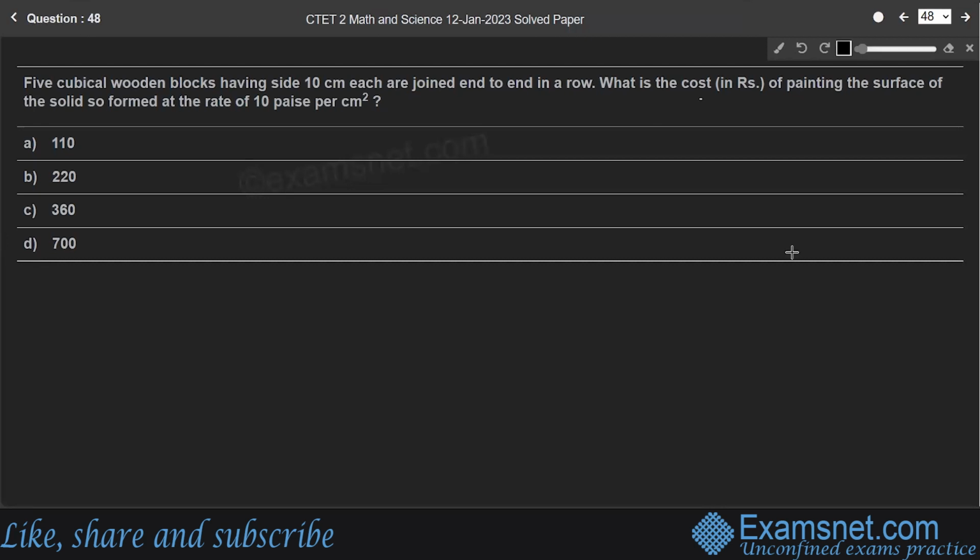Question 48. 5 cubical wooden blocks having side 10 centimeter each are joined end to end in a row. What is the cost of painting the surface of the solid so formed at the rate of 10 paisa per centimeter square? So students will consider a cubical wooden block like this.